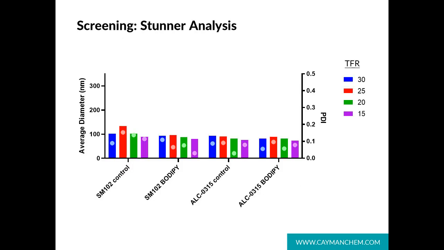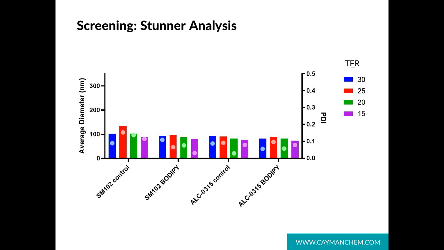So starting with SM102 and ALC0315, we made screening preps of LNPs in our Nunchuck. The flow rate ratio, the ratio of aqueous to lipid, has been well established for these two. So we maintained flow rate ratios at 3:1 for these two sets. What I am showing here is the particle characteristic data we collected using our Stunner. We have overlaid 2 graphs of size, shown in bars and on the left axis, and polydispersity index, points, and on the right axis.